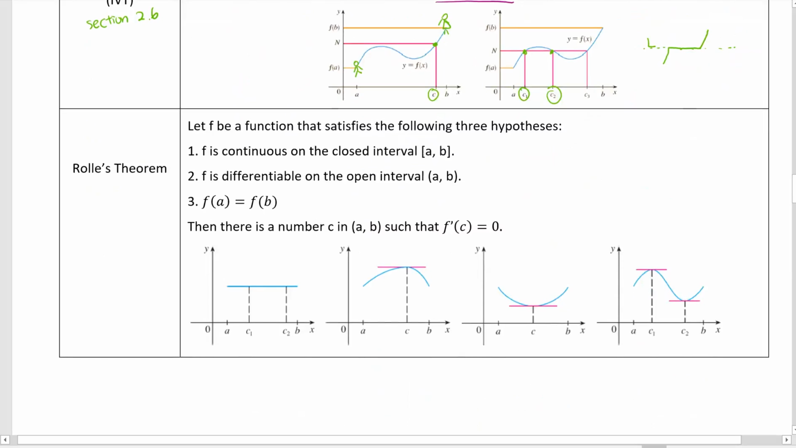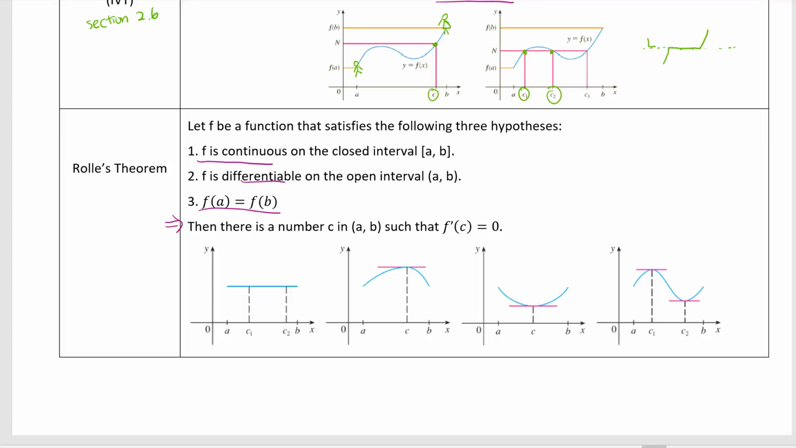Okay, so next is something new today. Rolle's Theorem. Let f be a function that satisfies the following three hypotheses. First, f is continuous on the closed interval [a, b]. Second, f is differentiable on the open interval (a, b), the interior of the closed interval. Third, we require f(a) equals f(b). Then the conclusion: there is a number c in (a, b) such that f'(c) equals 0.